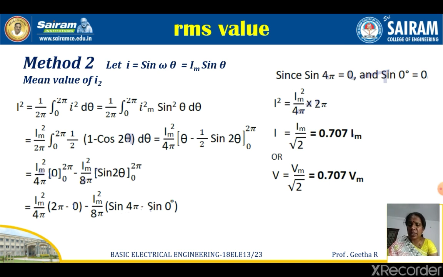So I will get Im squared by 4 pi into (2 pi minus 0) minus Im squared by 8 pi into (sin 4 pi minus sin 0). Since sin 4 pi is 0 and sin 0 is also 0, the complete term will go off. So it will be Im squared by 4 pi into 2 pi. In 2 pi and 4 pi, pi and pi will get cancelled, and 2 by 4 is half. So i squared is Im squared by 2. So I is equal to Im by root 2, that is 0.707 Im. Similarly, V is equal to Vm by root 2, so 0.707 Vm.